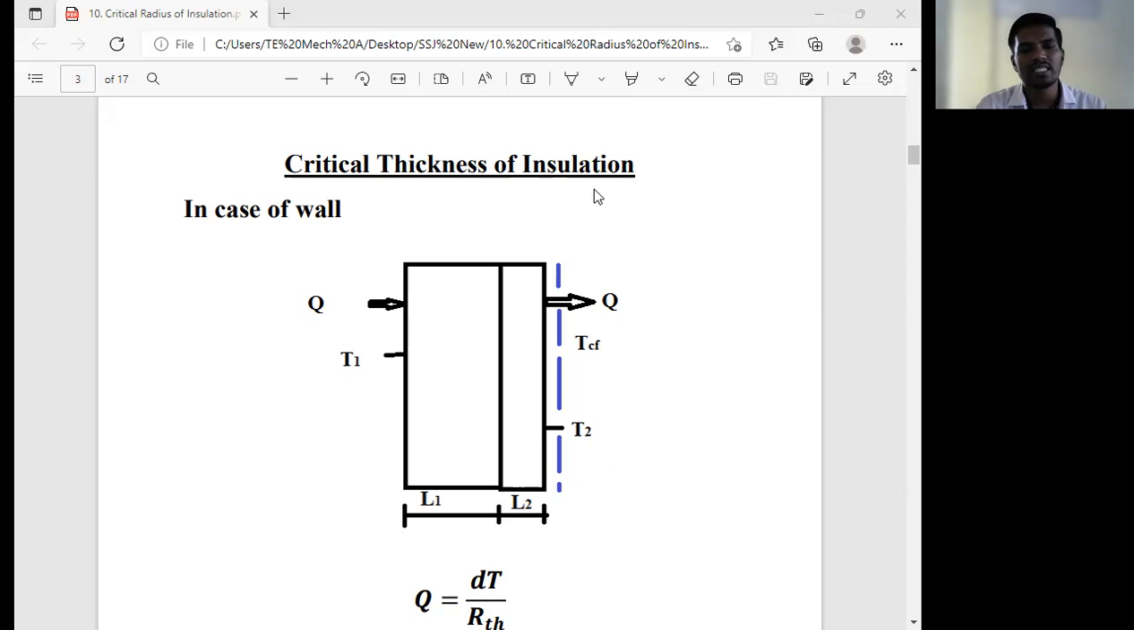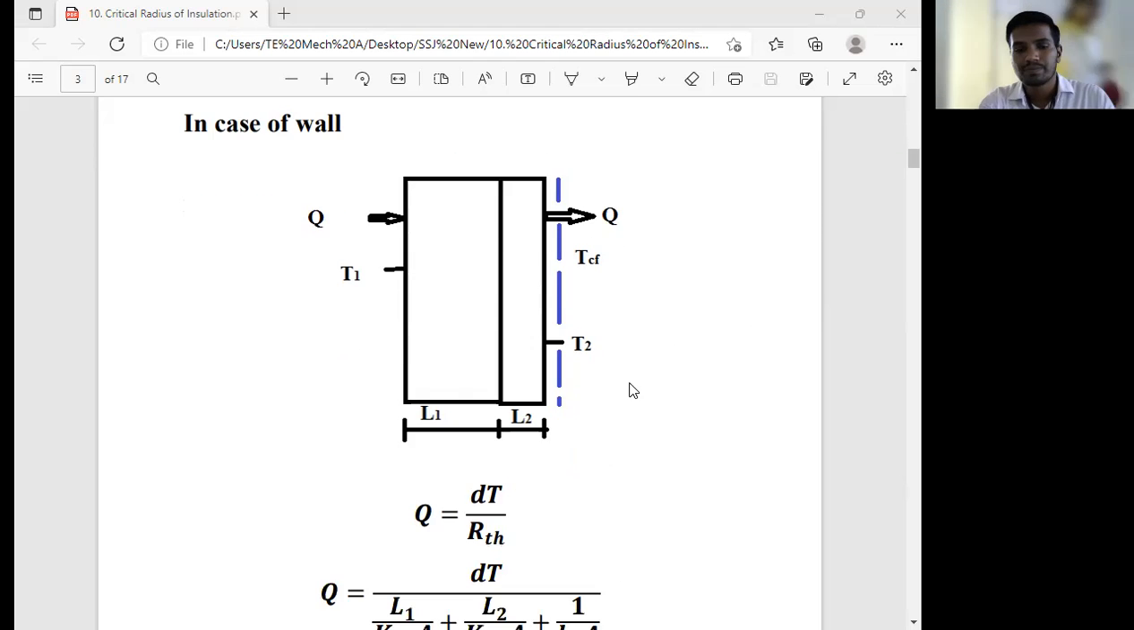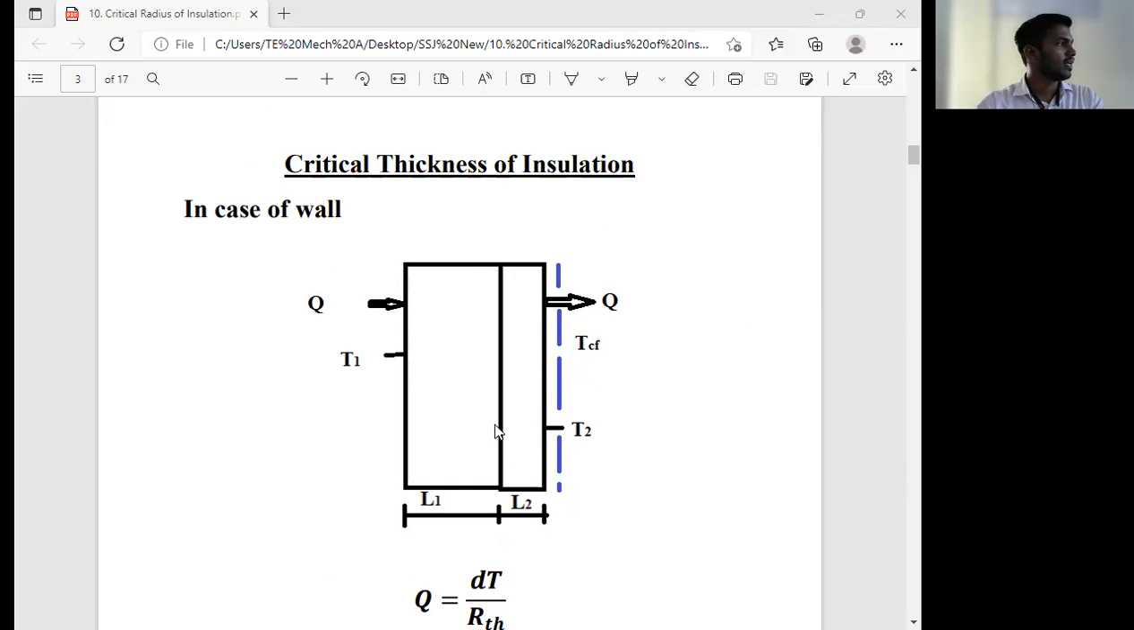Okay, so how many resistances are there? Anyone? How many resistances are there? So this is a wall having thickness L1. Which mode of heat transfer is there? In a wall, from one end to the other end, the heat transfer happens because of what? Because of conduction. Okay, then after that wall there is an insulation.